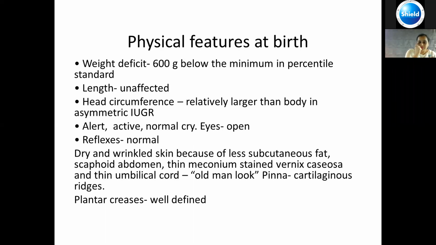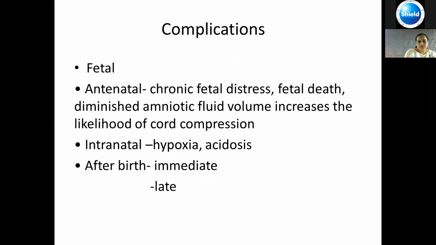Generally, we know after birth how the babies with IUGR are diagnosed. They will be always 600 grams below the estimated weight, and length is usually unaffected. Head circumference will be relatively larger in asymmetrical IUGR babies. Generally, if it is asymmetrical, they are active and normal, they can cry, they open their eyes, and the reflexes will also be normal, but the skin will be dry and wrinkled, and subcutaneous fat will be really less. We indirectly call it an old man look. And plantar creases will also be well defined.